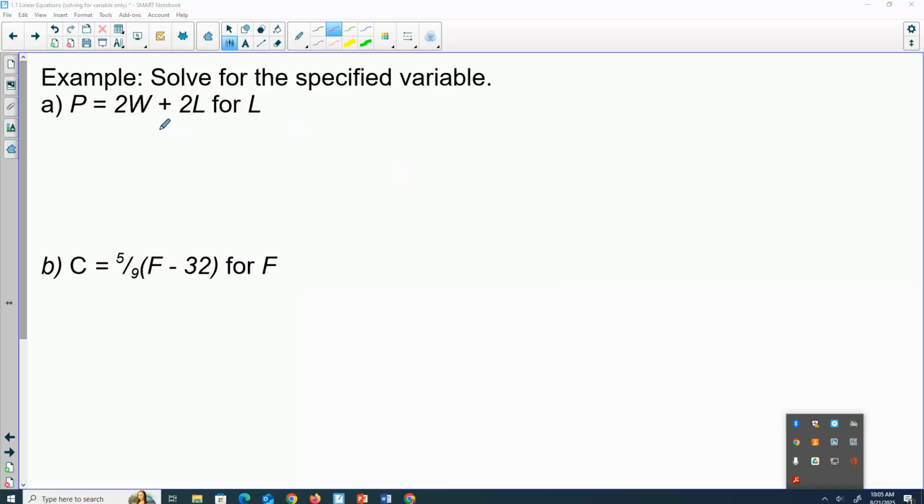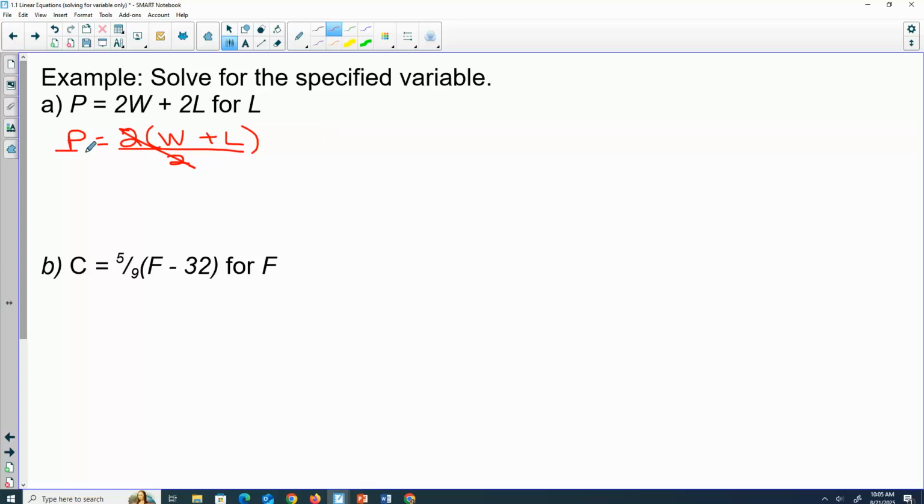Factor off the L. Well, they don't both have an L. There's 2 ways of doing it. You could take out a 2. Okay, there's another way of doing it, so don't erase yet. So, a couple people took out the 2, divided. And then how would you get L by itself? Subtract the W. And if you did that, you got P over 2 minus W.